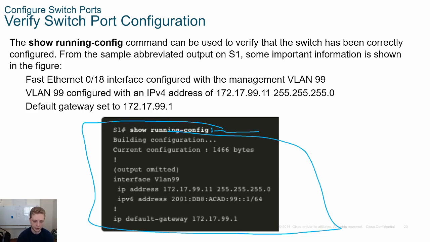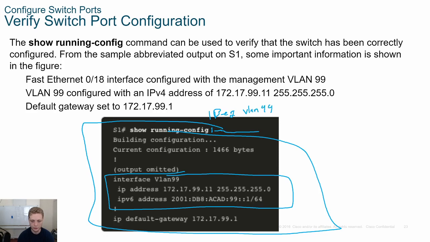So in this case, we're looking for the VLAN 99 config, and we could have done maybe pipe begin at VLAN 99, or we could do section VLAN 99 or something like that. And we could see here that the IP address is configured. The IPv6 address is also configured. And if it was shut down, you would see the shutdown command here. So that means that we successfully did the no shutdown command because of the absence of the shutdown command.